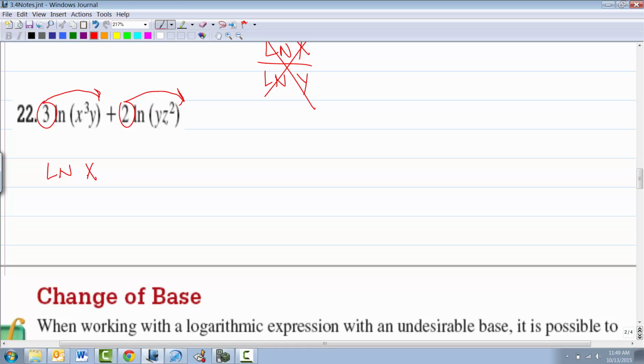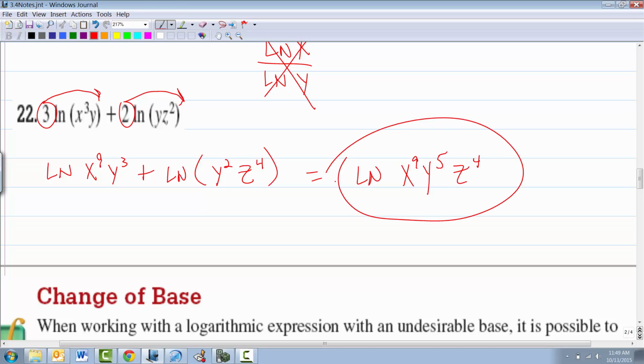ln of x to the what? So it's just exponent rules, and then y to the what? And then plus ln of what? Y squared, and then what? Z to the 4th. And then the final answer you could write: ln of, multiply them as x to the 9th, no friends. What's y become? Y to the 5th, and then z to the 4th. So just using these rules that are true back and forth so that you can use them to solve complicated equations later.